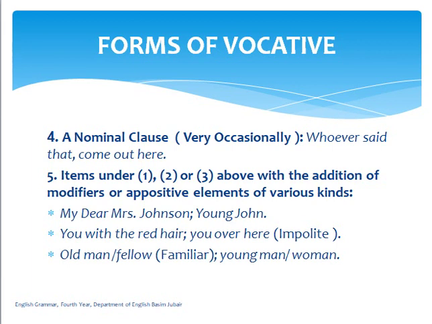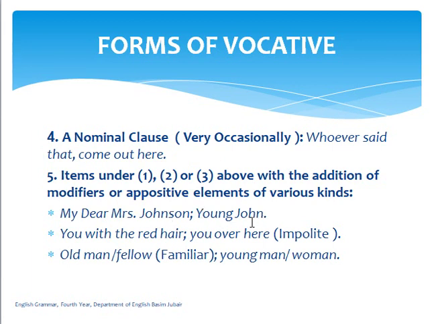And number five: items 1, 2, and 3 above, which we have just mentioned, with the addition of modifiers or appositive elements of various kinds. This is type number 5: the first three types plus modifiers or appositive elements. So when we say "my dear Mrs. Johnson," "my" is the modifier, and "dear Mrs. Johnson" is the vocative from types 2 and 3.